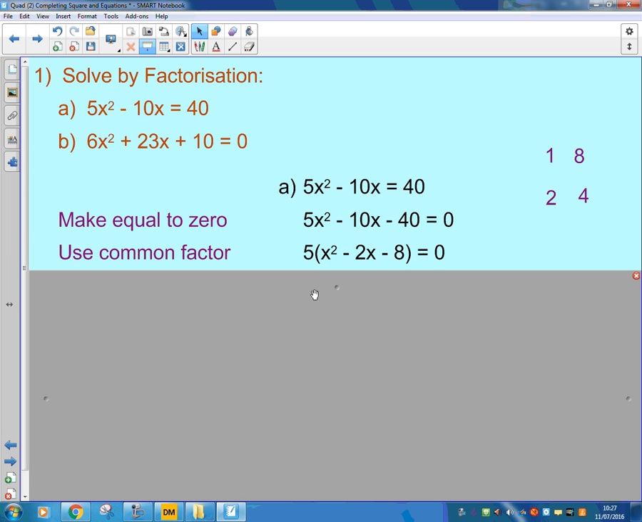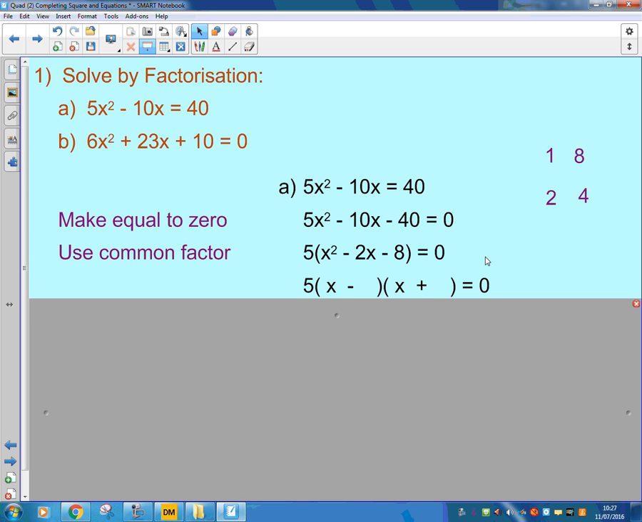That's why I've got these numbers here, because I wanted the factors of 8, 1 times 8 or 2 times 4. Then I've got to factorize it in order to get it equal to 0. Now, because it's a minus 8, the signs will be different. I want 2x. Well, x and 8x can't come to 2x, but 2x and 4x can, so it's going to be a 2 and a 4. I want minus 2x. Now, if I do it that way round, that will give me plus 4x minus 2x. That's plus 2x, so it's got to be the other way round. It's going to be x minus 4, x plus 2.